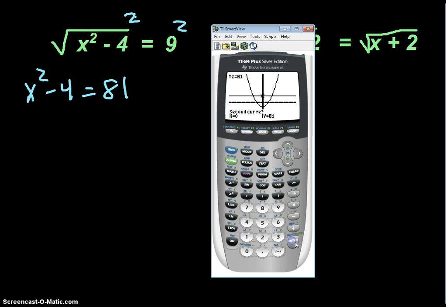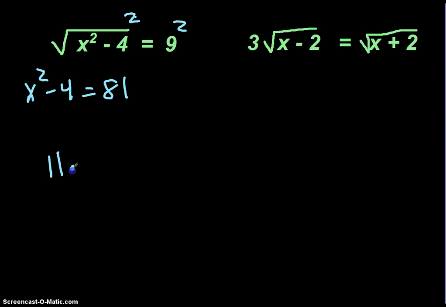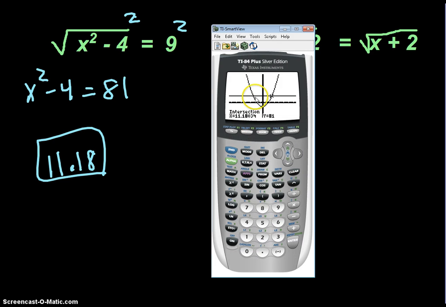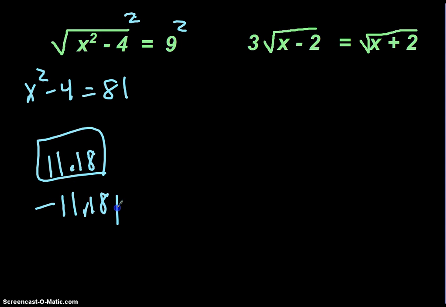Second calc 5, enter, enter, enter. And 11.18 is an answer. 11.18 is an answer, but they cross twice, so you've got to go find this other one. So go second calc 5 again, arrow over to the left, and enter, enter, enter. And your other solution is negative 11.18. It will not always be the same number, one positive, one negative, so check both answers.